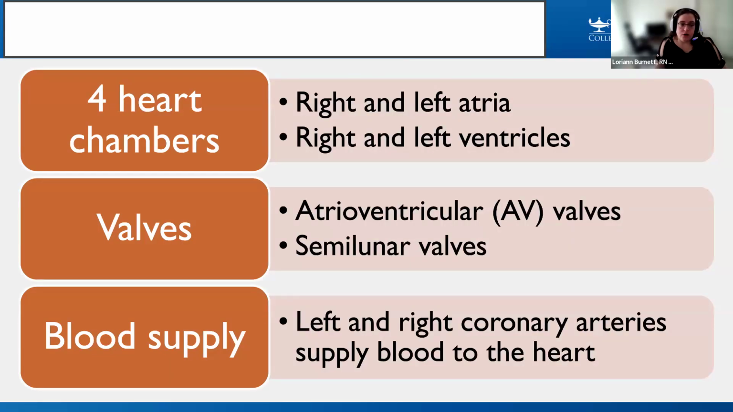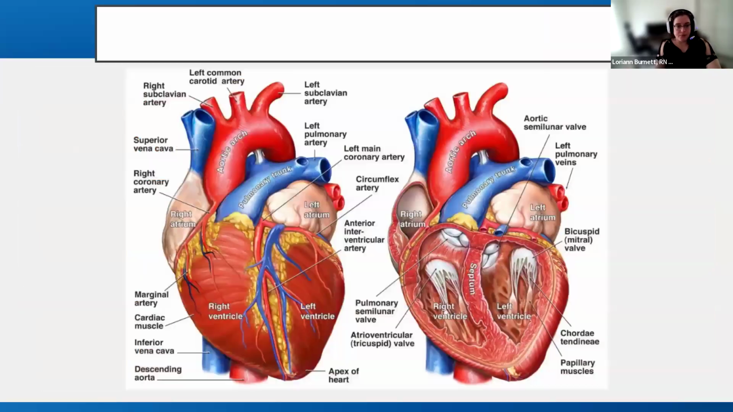We need to know the four heart chambers and the valves. This is specifically because when we talk about heart arrhythmias and heart disorders like heart failure, we need to know how the blood moves because then it's going to move incorrectly. We need to know how the blood moves because when something goes wrong, such as having a valve problem or a septal defect, we're going to see those symptoms and we need to know what's happening anatomically.